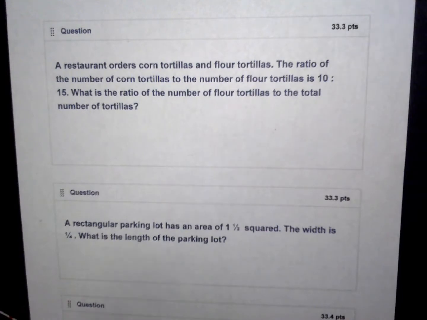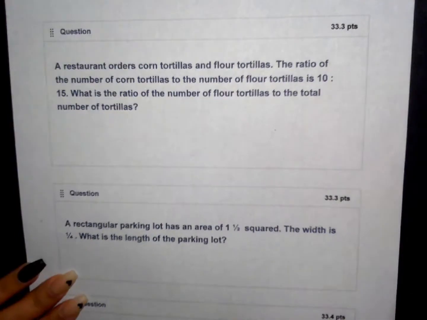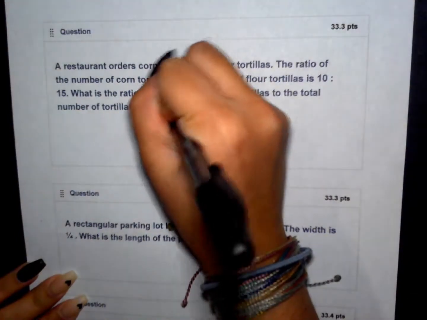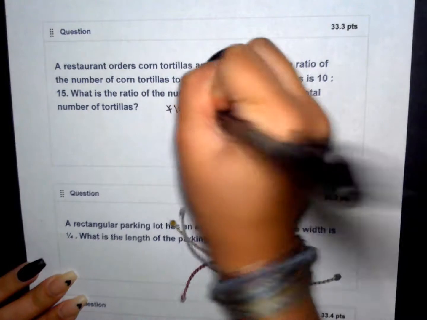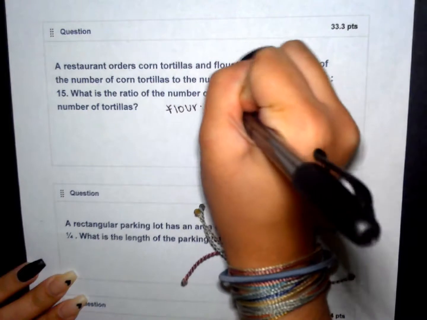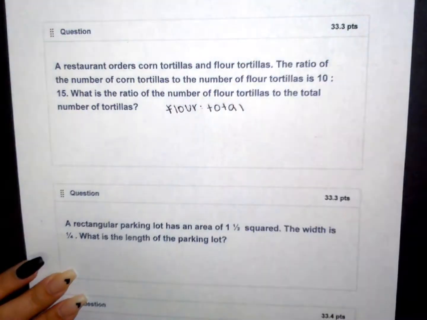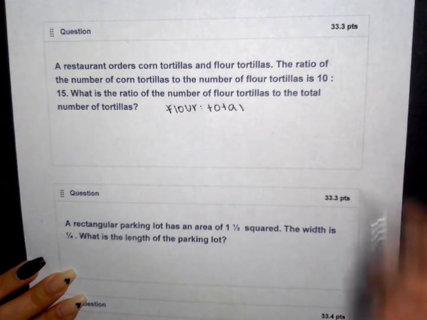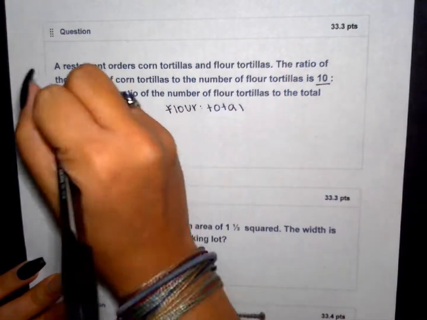So first, for question number 1, we have a restaurant that orders corn tortillas and flour tortillas. The ratio of the number of corn tortillas to the number of flour tortillas is 10 to 15. What is the ratio of the number of flour tortillas to the total number of tortillas? So what we're looking for is something that looks like this: flour to total. Okay? So we can find the total amount of tortillas by adding up 10 and 15.